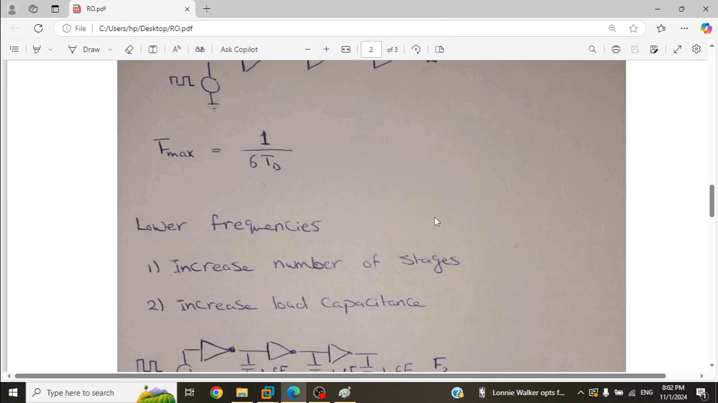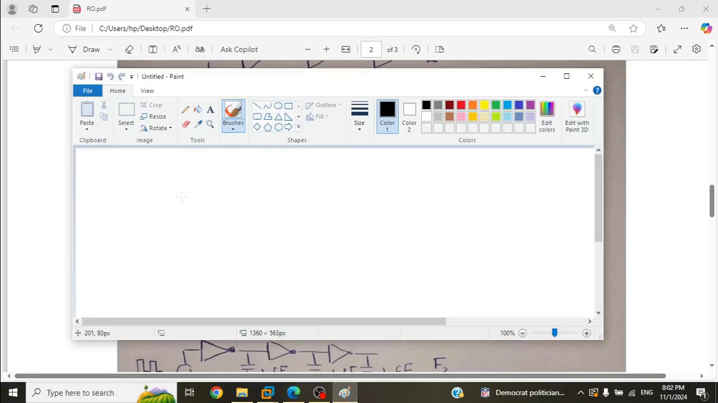So to decrease the frequency, we can either increase the number of stages or increase the load capacitance. For the first option, we know frequency equals 1 over 2 multiplied by the number of stages multiplied by delay time, which we have already measured. So for a given frequency, we need to find n, and n should be an odd number.